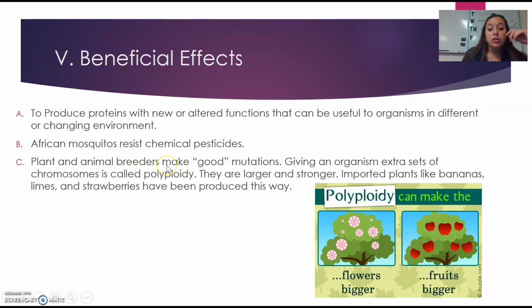Plant and animal breeders make good mutations, giving an organism extra sets of chromosomes. It's called polyploidy. Basically what that does is it makes them bigger and stronger. Like when we import plants like bananas, limes, and strawberries, they produce them this way so they can last longer when they go overseas. And your flowers will be bigger or your fruits are bigger.